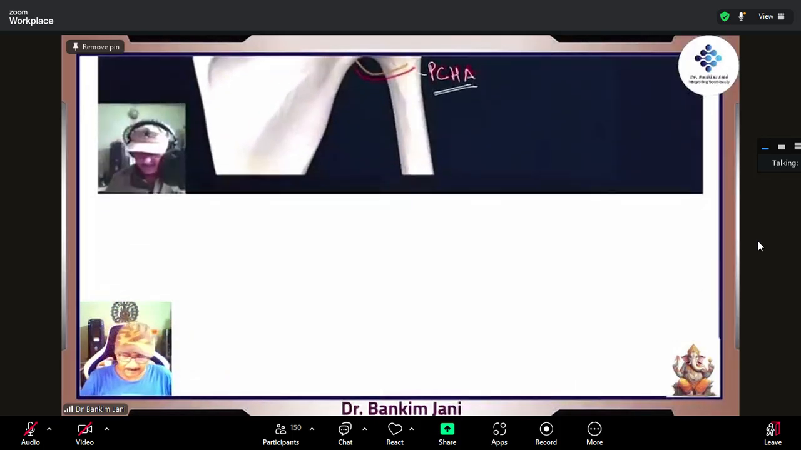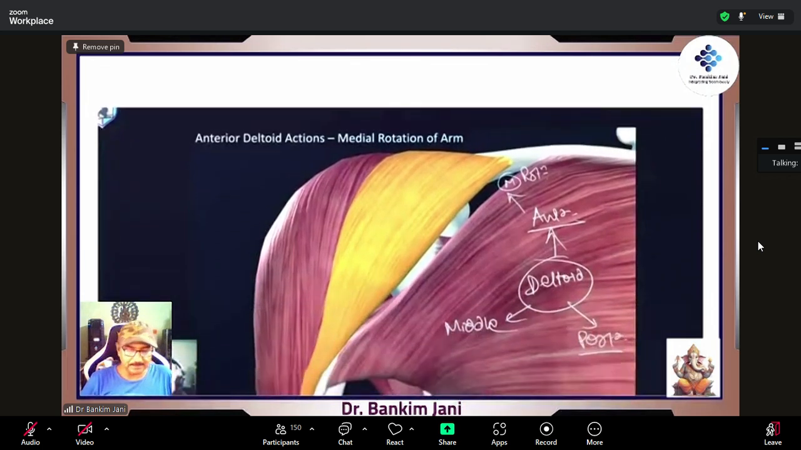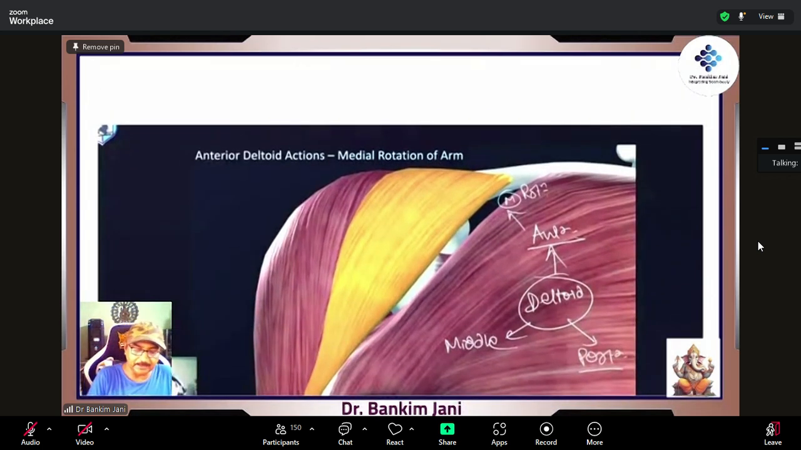Okay, next one. This is the anterior deltoid. Now, what is the function of this anterior deltoid? Once you do it along with this discussion, you'll find it very easy, because when muscles contract, you feel that contraction. The deltoid is divided into anterior, middle, and posterior parts. In the anterior part, when this contracts, it will rotate. This is a medial rotation. It is written over here: medial rotation of the arm.